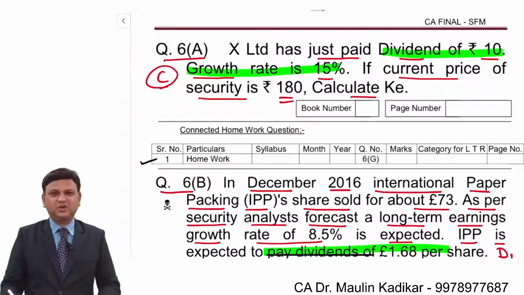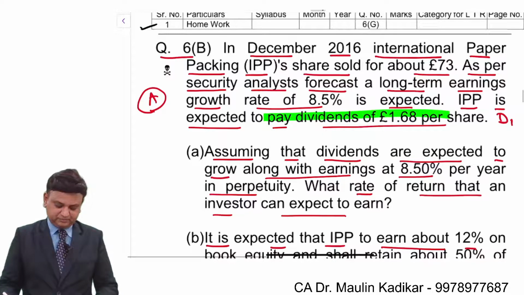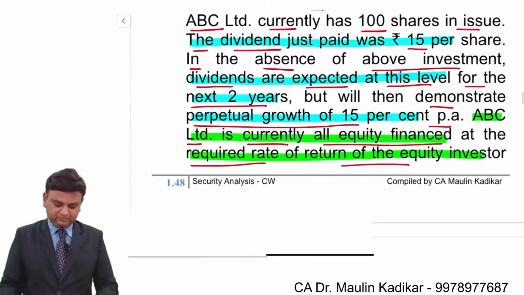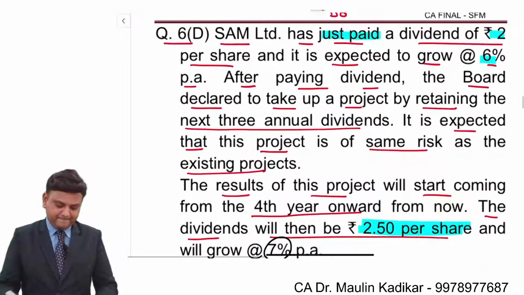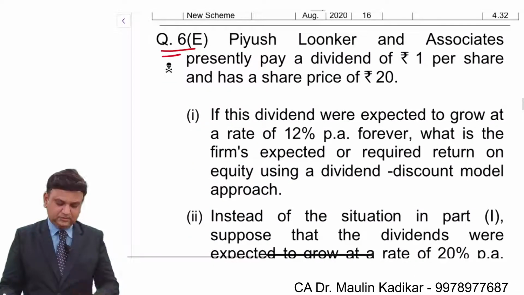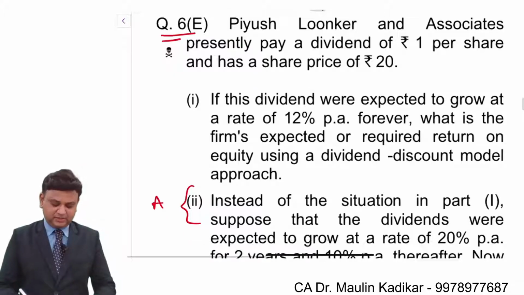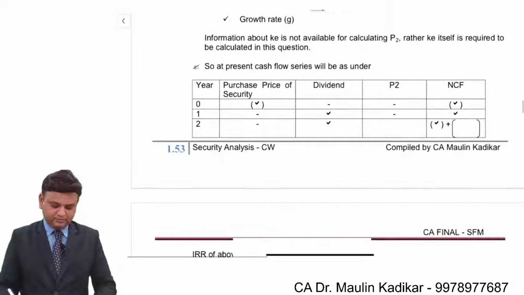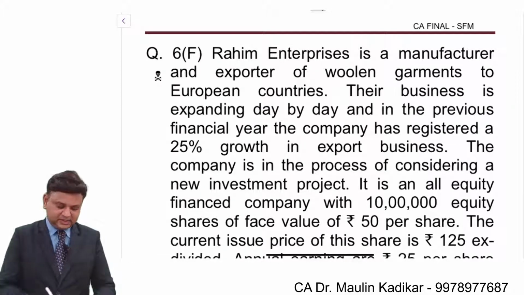Six A is not so important. 6B is an important question. 6C is again very important question. 6D is again important question. 6E in that second part of the question is important. First part is okay. 6F, it is again an important question.